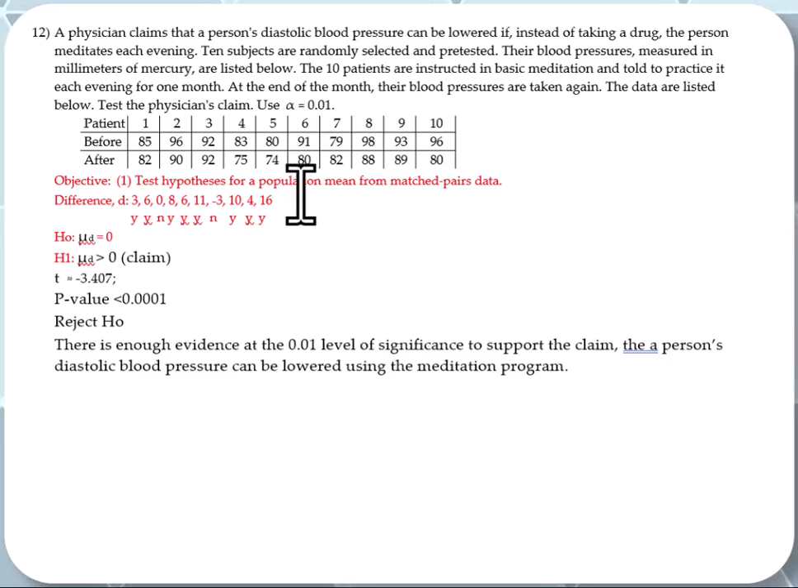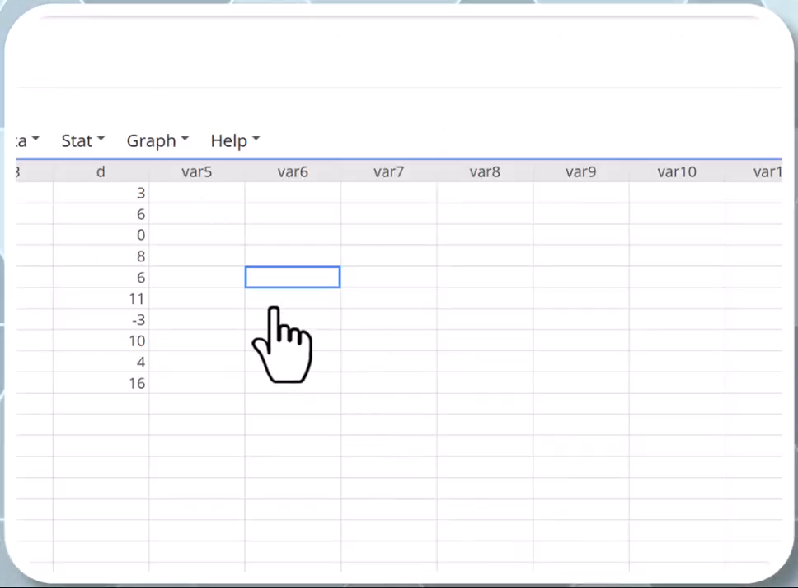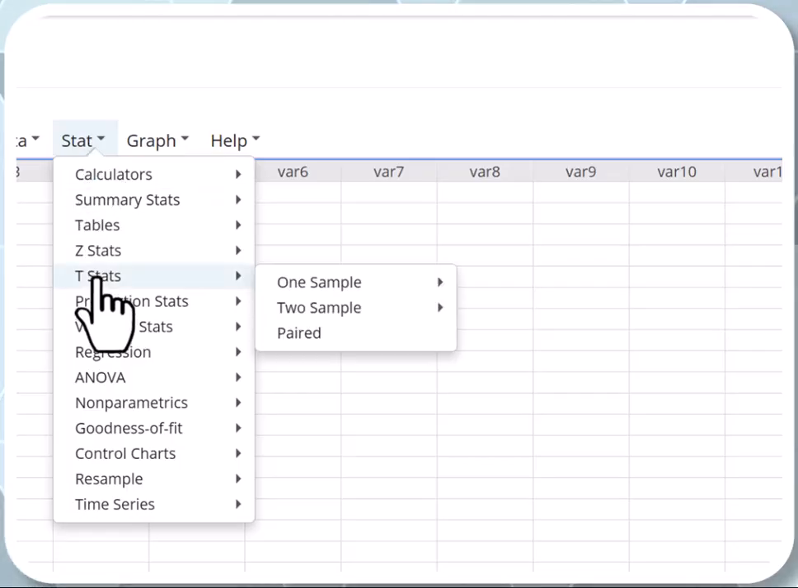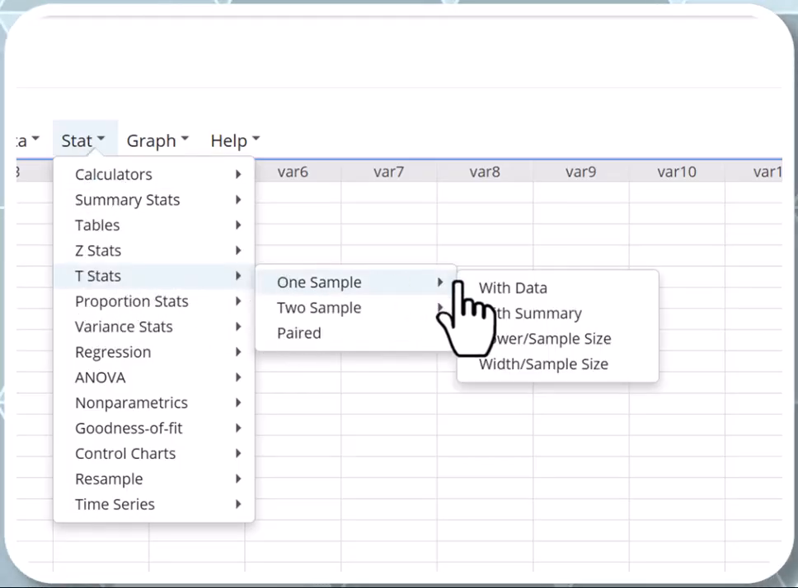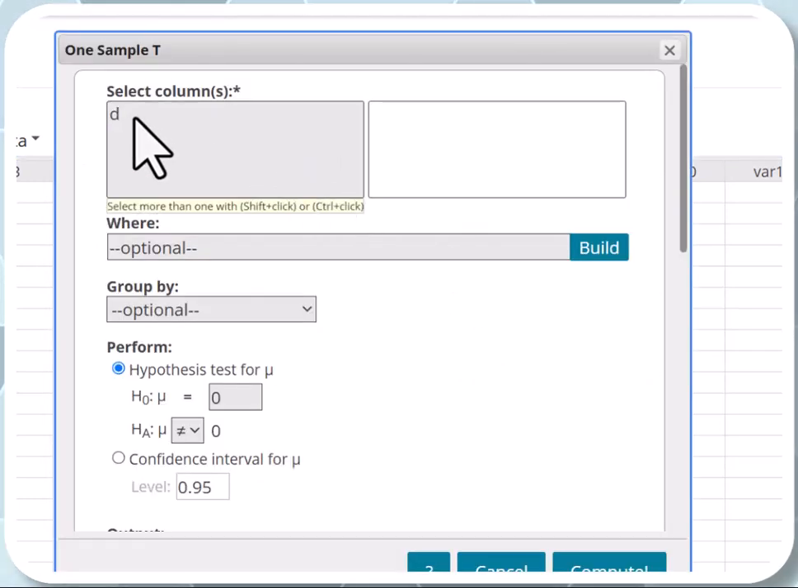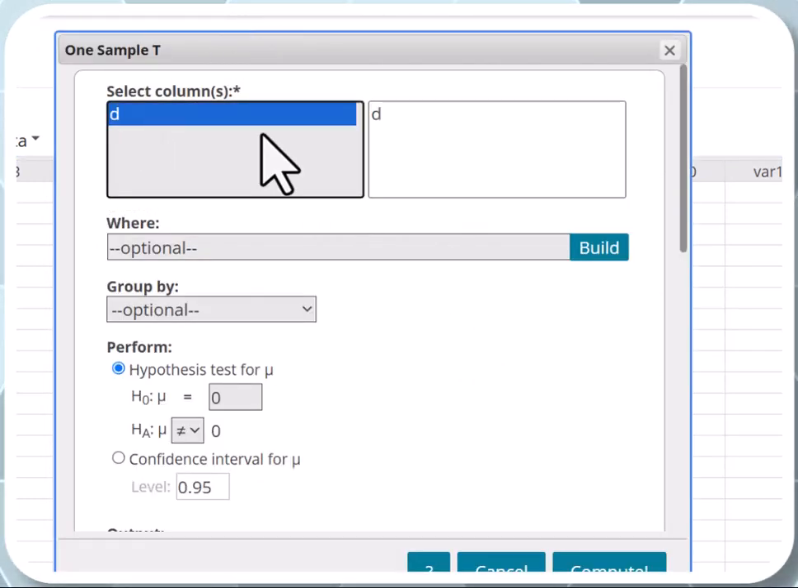What we're going to do, we're going to take those differences and put them in StatCrunch and run a t-stats test against the value 0 right here. Okay? Okay, let's go to StatCrunch. There they are. I put the differences in there, so we're going to go to Stat, T Stats, One Sample, with data, not with summary. I have the actual data right here. I call it D, so I'm going to select D right here.